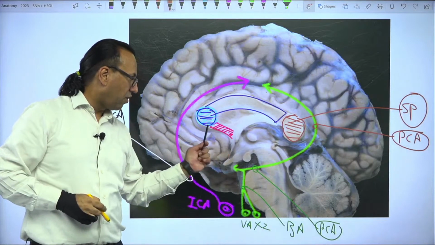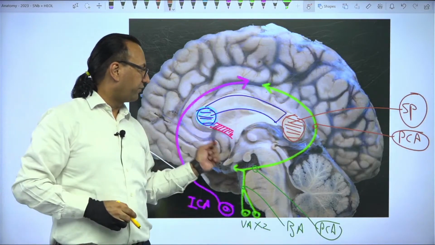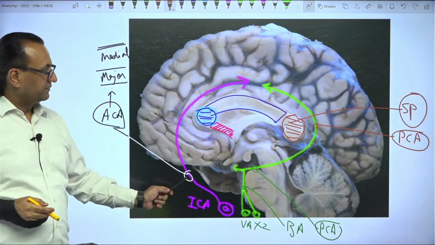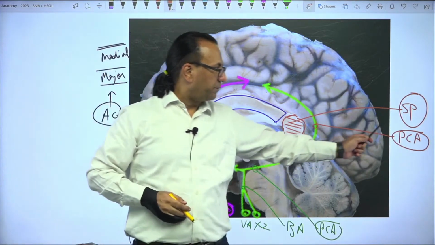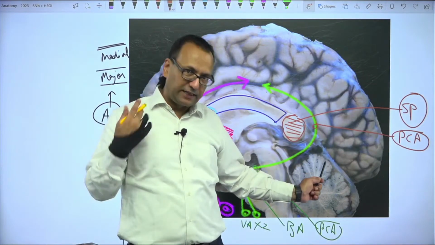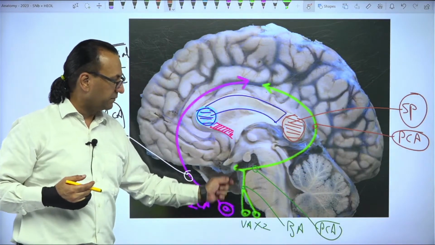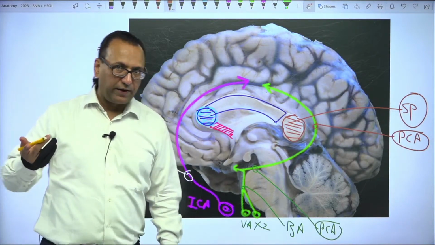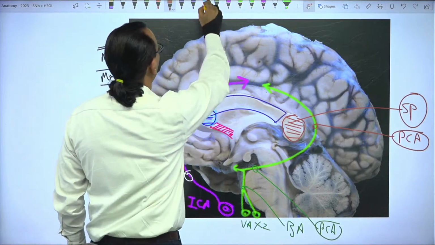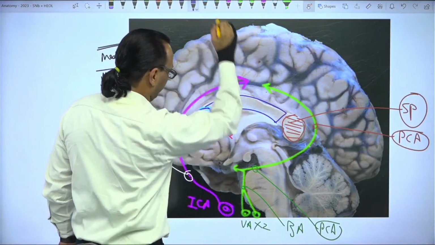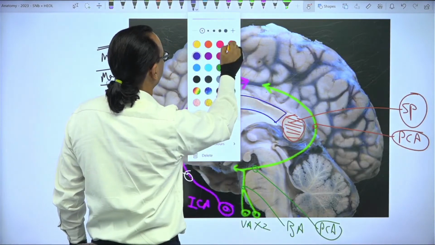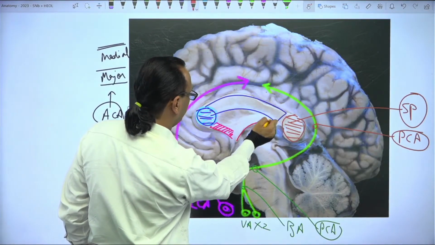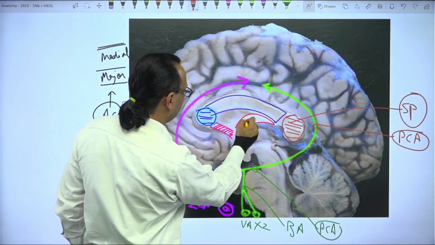The rostrum, the genu, or the body of the corpus callosum is supplied by the anterior cerebral artery, whereas the splenium of the corpus callosum is supplied by the posterior cerebral artery, which itself is a branch of the vertebrobasilar system, which is more posterior. So, posterior. Where is the fornix? You can see it here, this is the fornix.